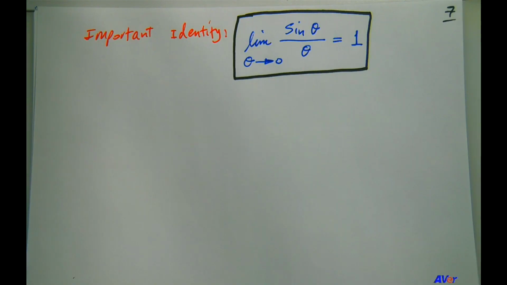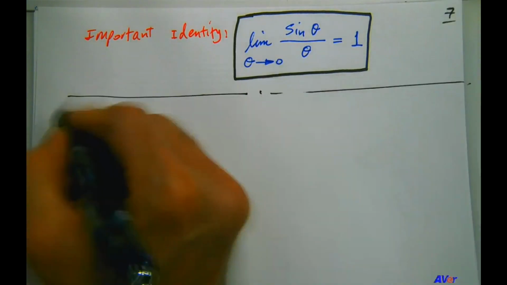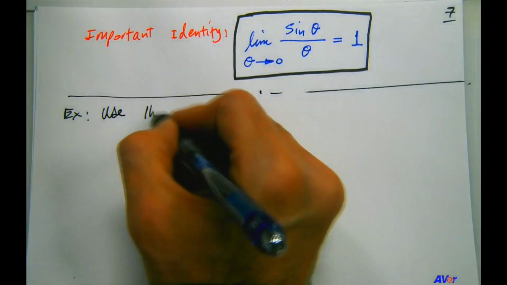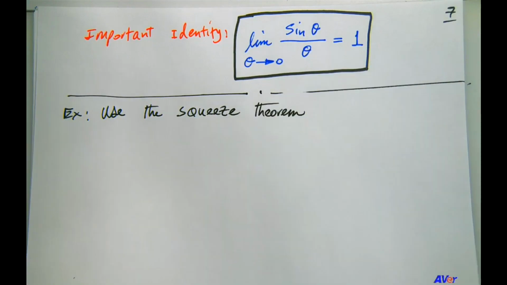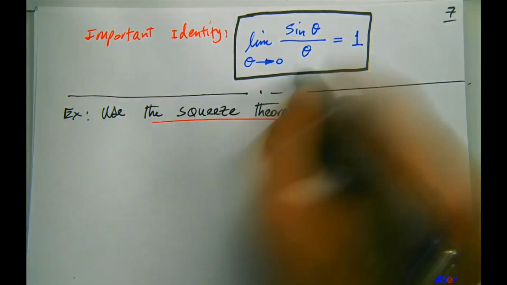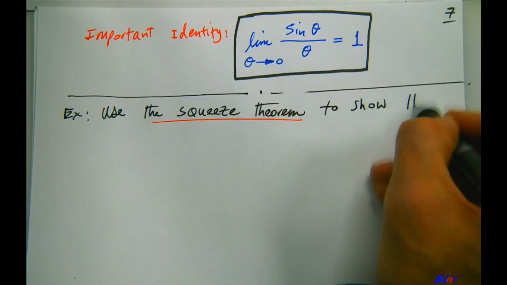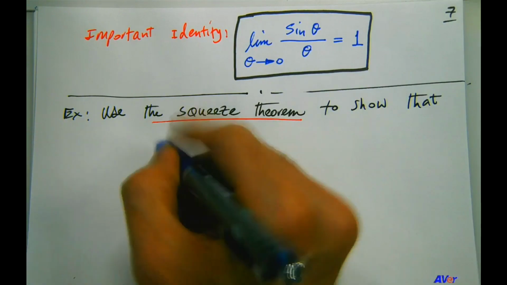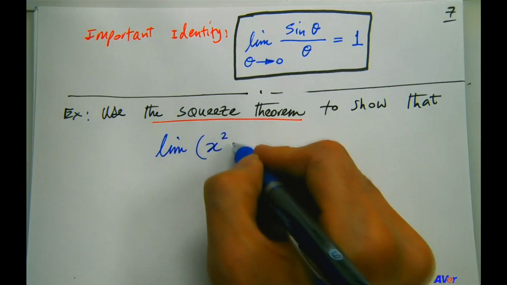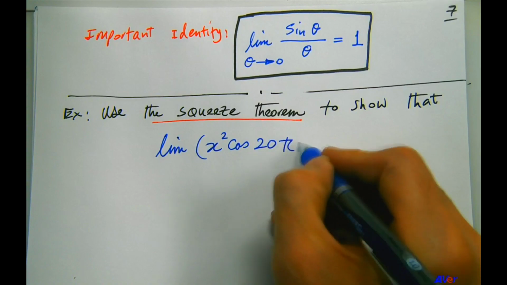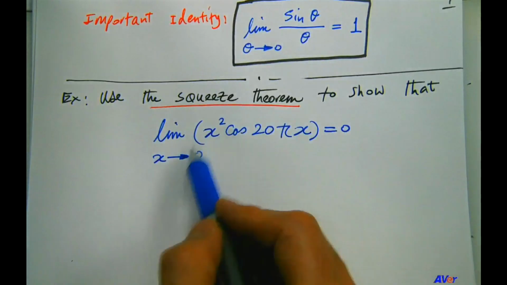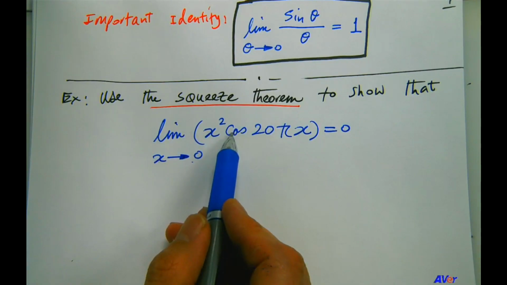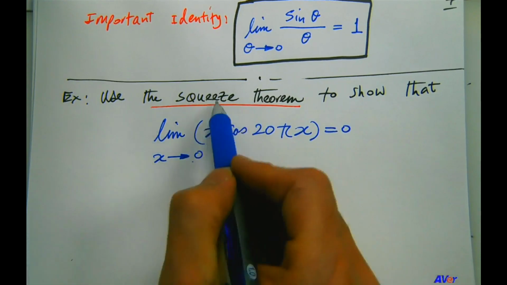Okay, so we've switched to trigonometric based examples, so let's continue with that. So in this case, we want to use the squeeze theorem. Again, one of the important theorems we have in this course, to show that the limit of x squared times cosine of 20 pi x as x approaches 0. We want to show that the limit of this expression as x approaches 0 is equal to 0, using the squeeze theorem, of course.